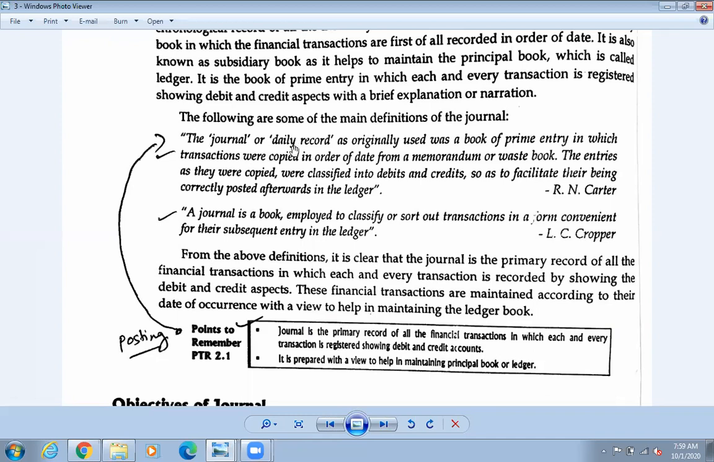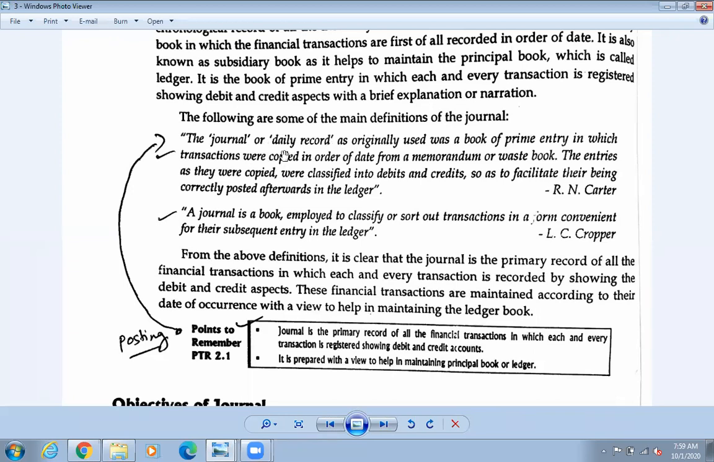If you are going to take any items, what do you need to do? You need to enter first. Enter first means you have to record before the goods are taken outside. Goods means the materials. The goods which are going to be taken out of the company are recorded, and the goods which are coming inside the company are also recorded. That is the journal book.